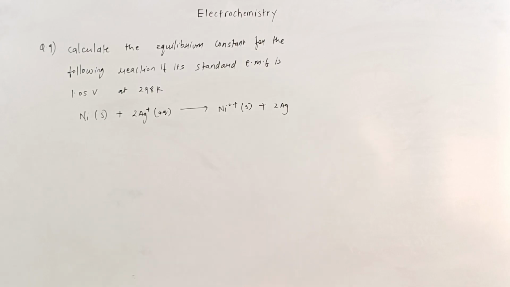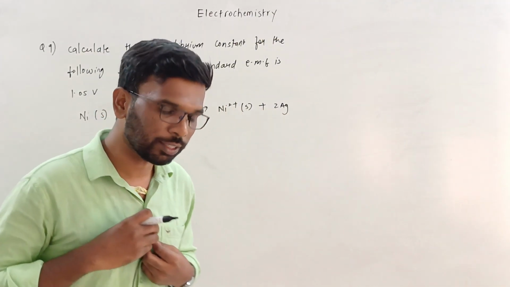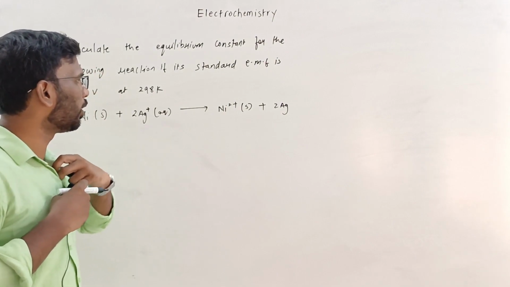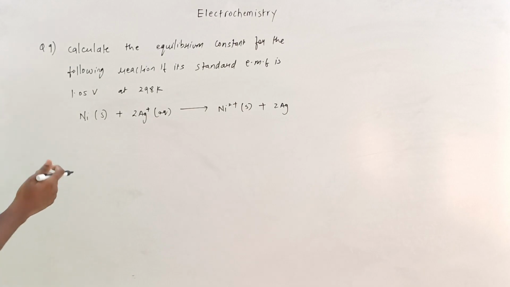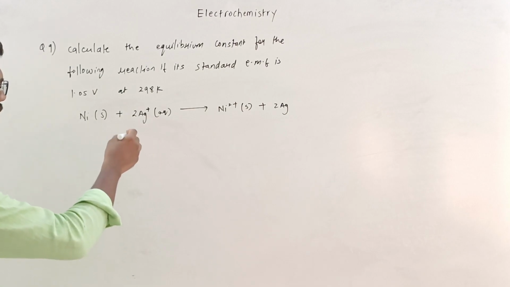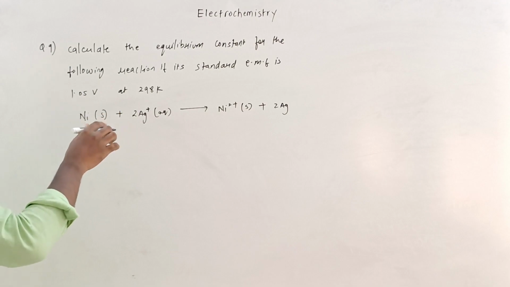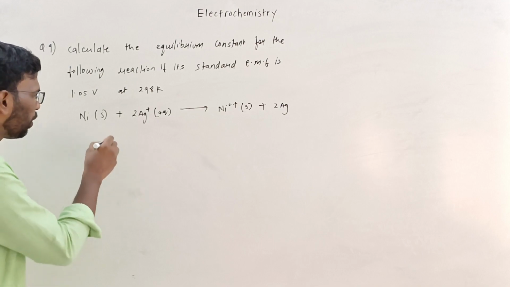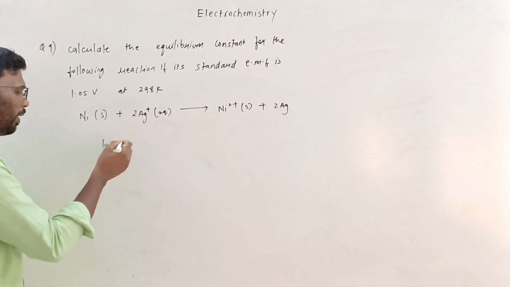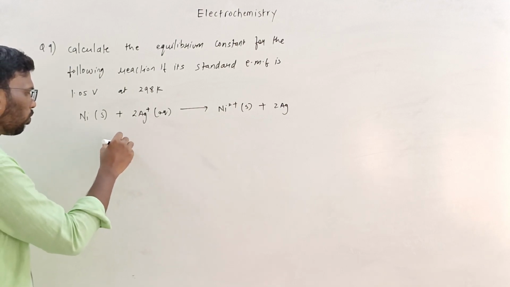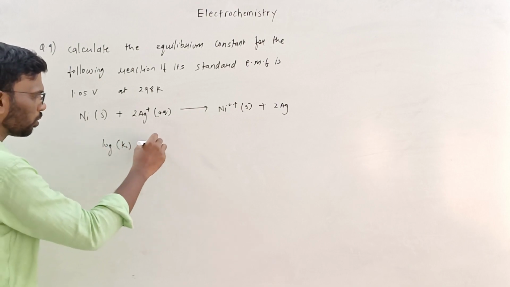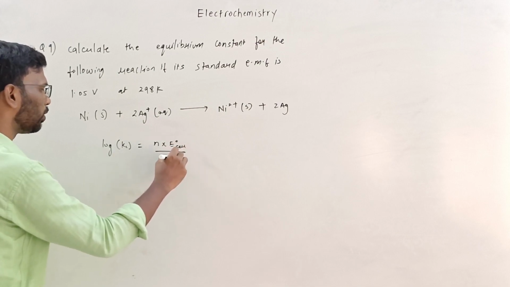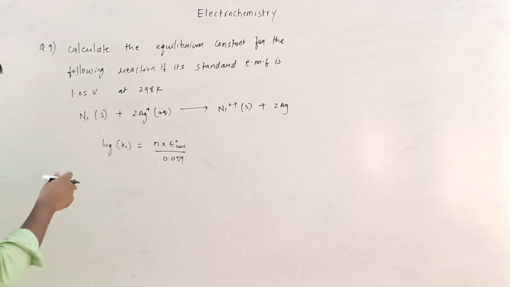So this question is again based on the equilibrium constant. I'll start with what I require: how do we write the relation? What is the relationship between the equilibrium constant and E naught cell? So log of Kc, the equilibrium constant, is n E naught cell upon 0.059. This is how we are getting that.